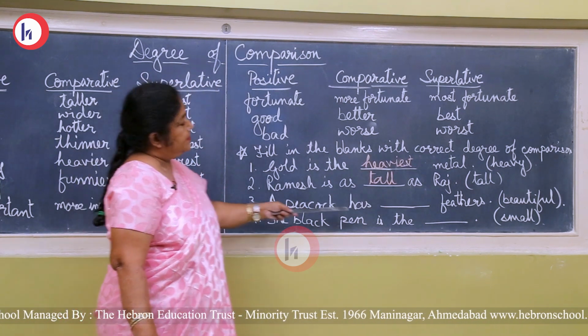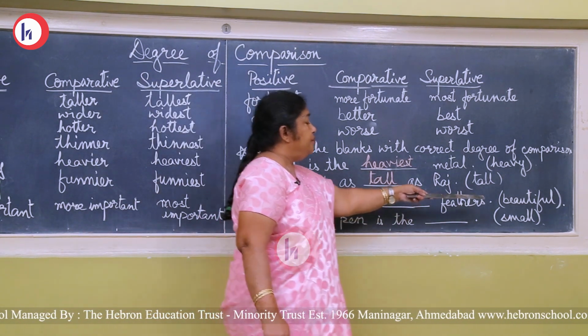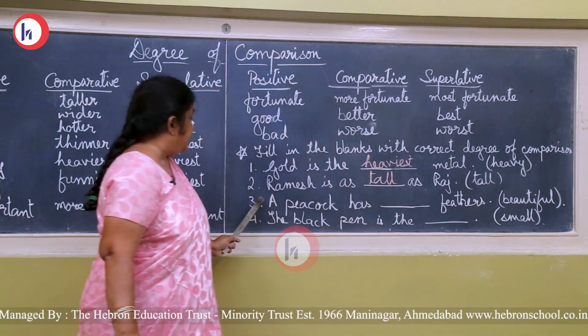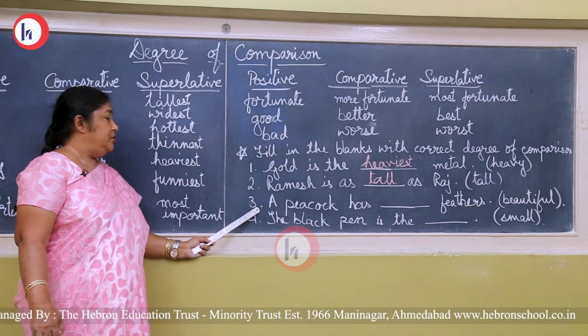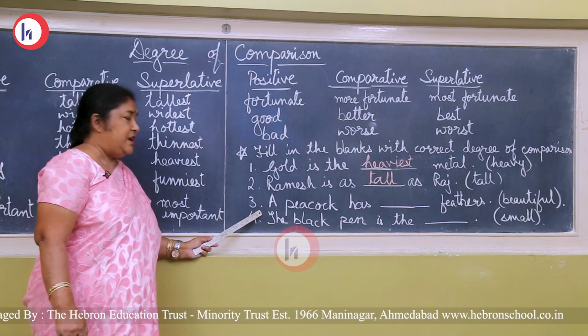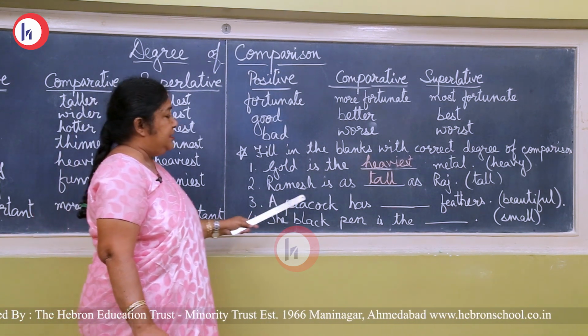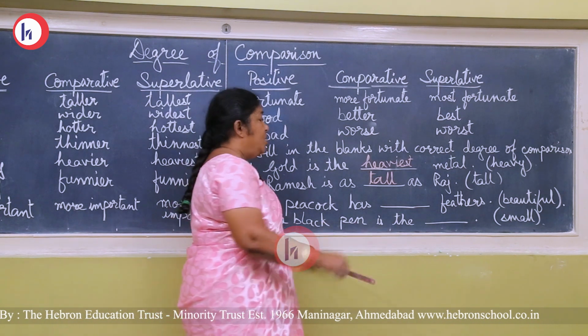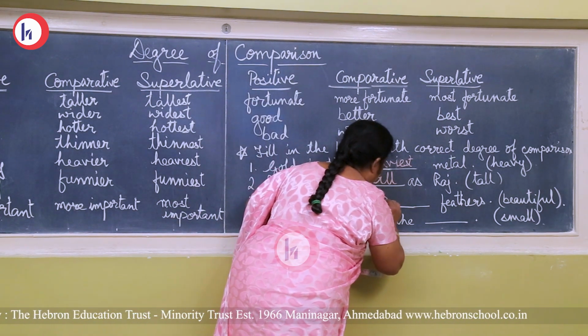A peacock has dash feathers. Beautiful. Now in this sentence, we are talking about a peacock. Only one peacock. So what sort of feathers does a peacock have? Beautiful. So it will be in the positive.